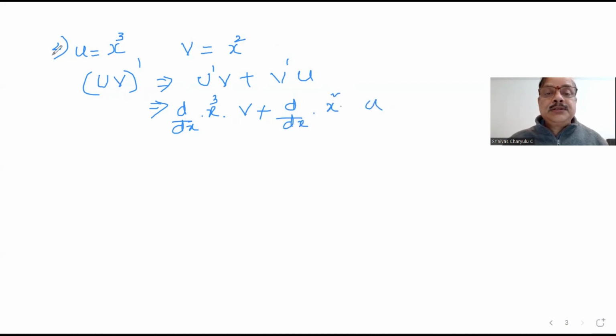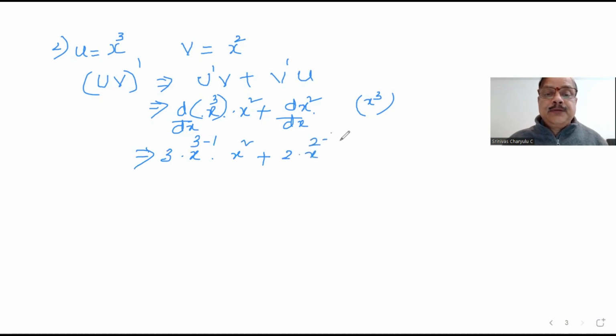What is u for us? u is nothing but x cube. Since I used the notation v here, v stands for x square, so I'll change it to x square. Now, what is d by dx of x cube? 3 into x to the power of 3 minus 1, into x square, plus d by dx of x square, 2 into x to the power of 2 minus 1.